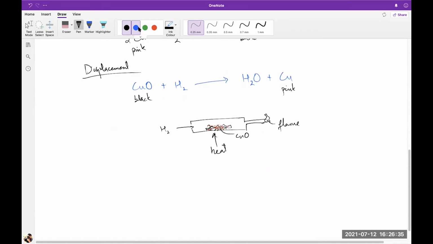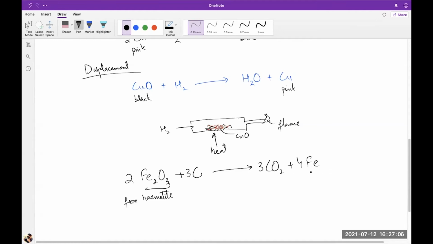Similarly, you can do the same reaction when you want to extract iron. This thing is called hematite. This is a rock from which we get iron oxide. So what we do is we take carbon and carbon reacts with it, and carbon produces carbon dioxide and iron. And let me balance. So you get iron as a liquid out, and this is usually done in a blast furnace.